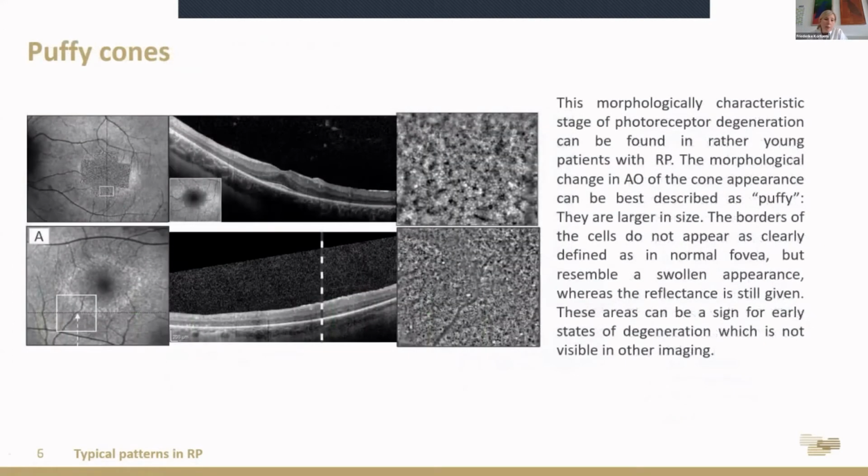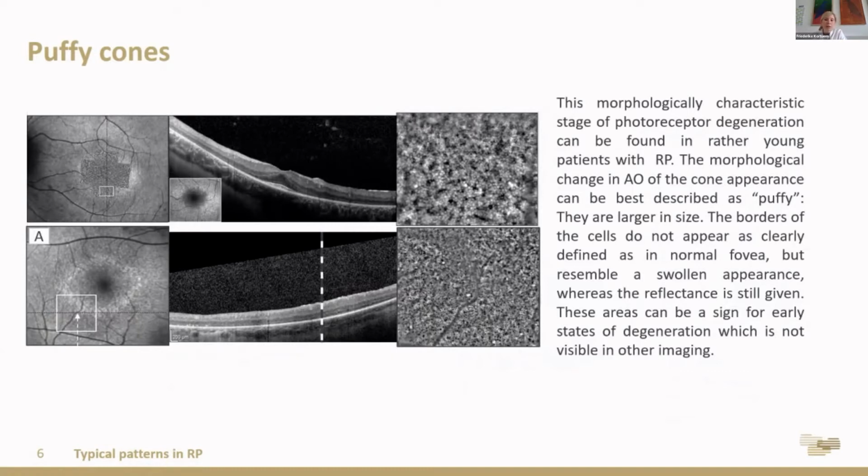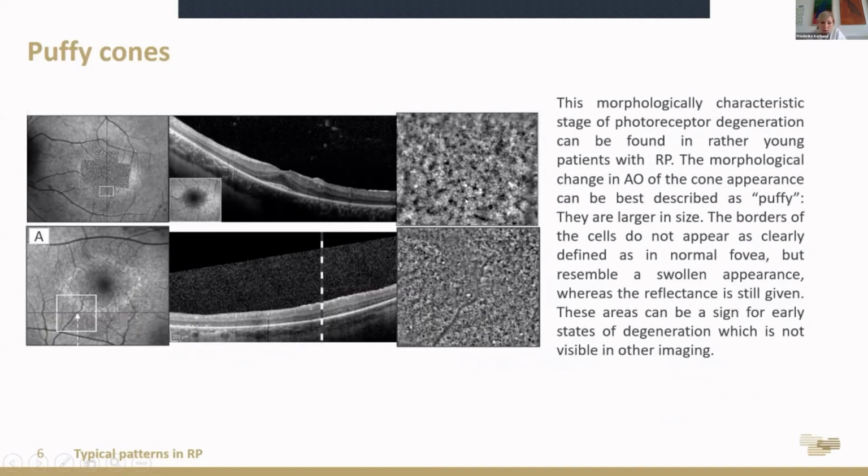Then we described puffy cones. This is basically, in our opinion, a stage of photoreceptor degeneration, and can be found rather in younger patients with RP. What is typical, in our opinion, is that they are swollen and appear a bit puffy. They are large in size, and the borders of the cells do not appear as clearly defined as in a normal fovea.